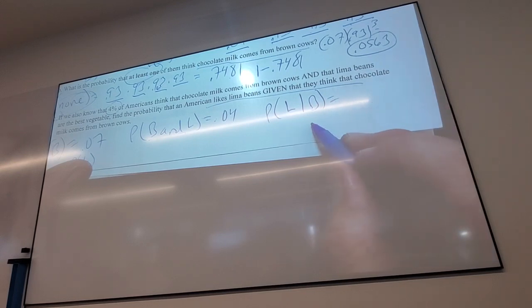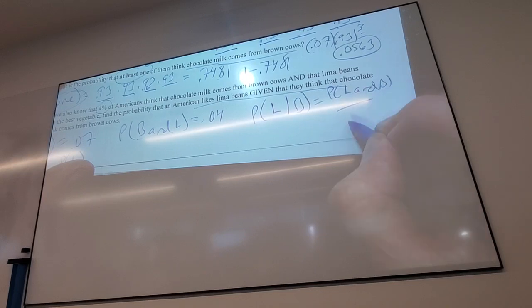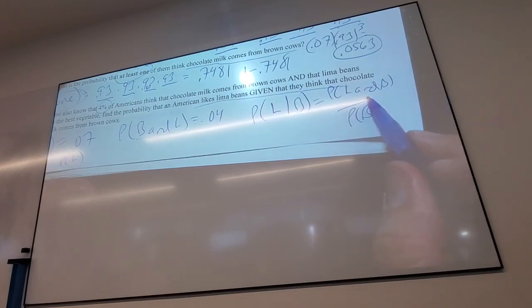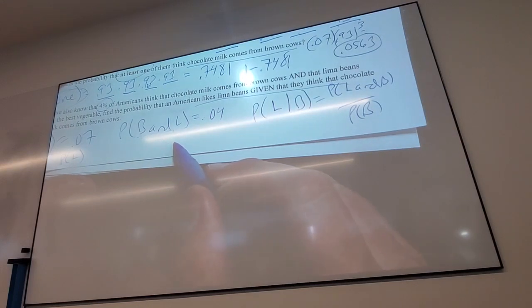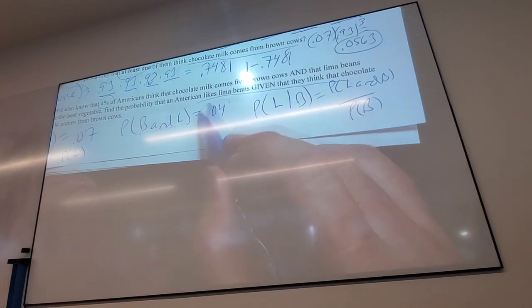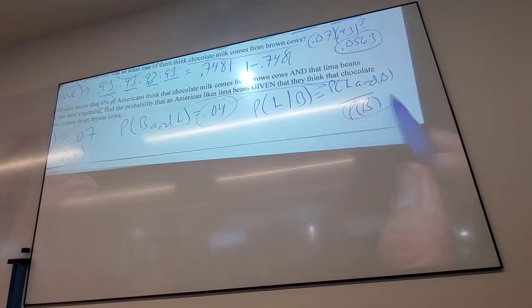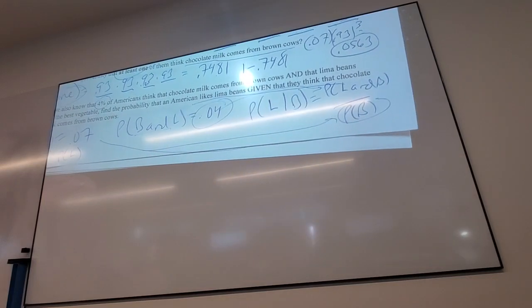And what's the formula for L given B? Probability of L and B divided by probability of B. Do I know the probability of L and B? Yes, I do, because it's the same as B and L, correct? Same people, right? So 0.04 on the top. And what's the probability of B? 0.07. You guys kind of with me?